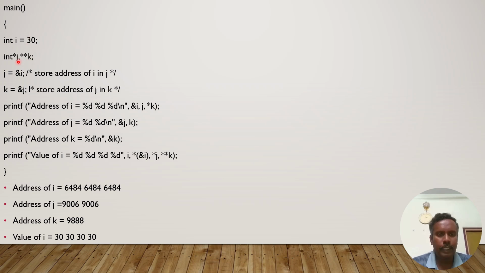Now what is j? j is a pointer. It points to the variable i. What is k? k is a pointer to a pointer. It points to the pointer j.